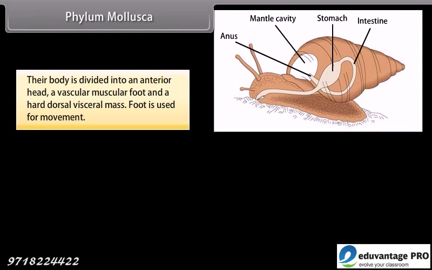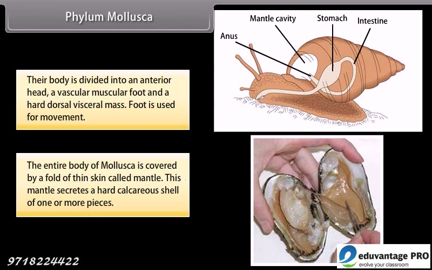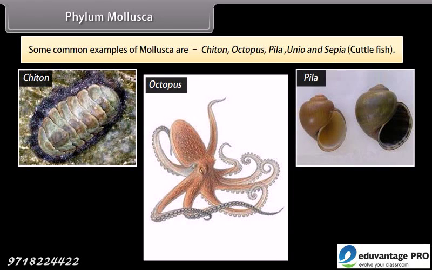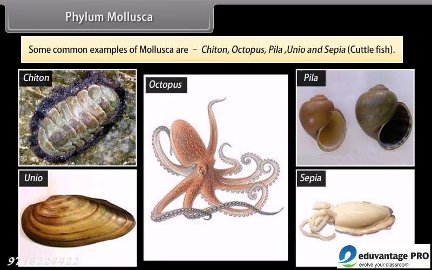Their body is divided into an anterior head, a vascular muscular foot, and a hard dorsal visceral mass. Foot is used for movement. The entire body of Mollusca is covered by a fold of thin skin called mantle. This mantle secretes a hard calcareous shell of one or more pieces. Some common examples of Mollusca are chiton, octopus, pila, unio, and sepia, cuttlefish.